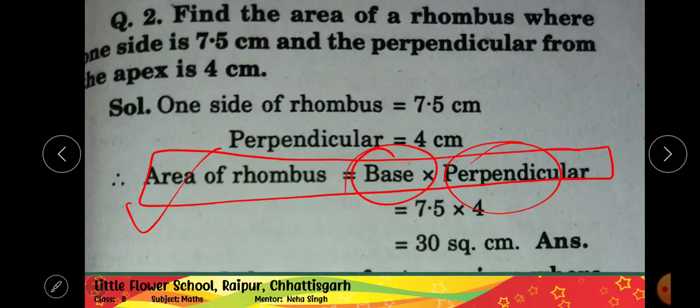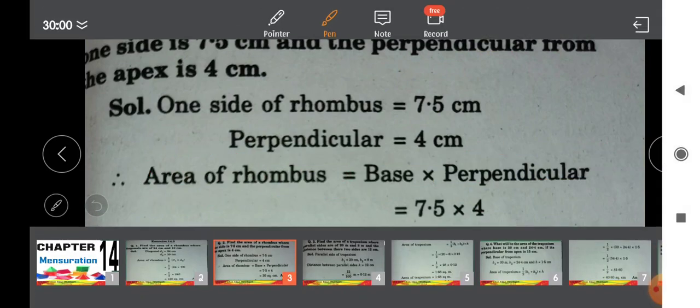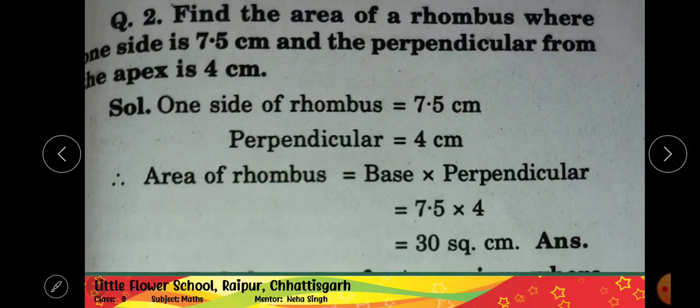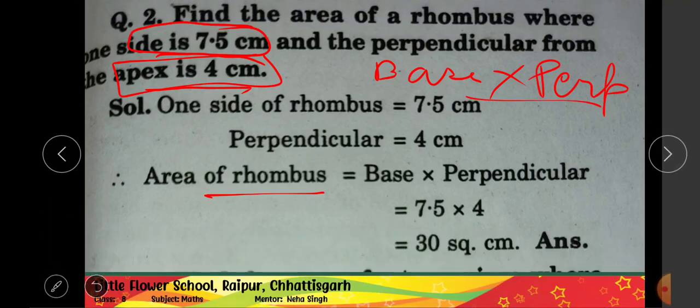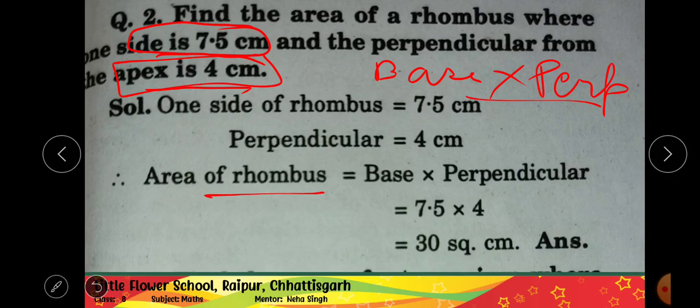Now coming to the second question, find out the area of rhombus where side is 7.5 and perpendicular from the apex is 4 centimeter. Now see, what are the details given in this question? Side and perpendicular. So which formula will we be using? We'll be using the formula that area of rhombus equals base into perpendicular, right? Directly we'll put the values in the formula. Base is given 7.5 and perpendicular is given 4.